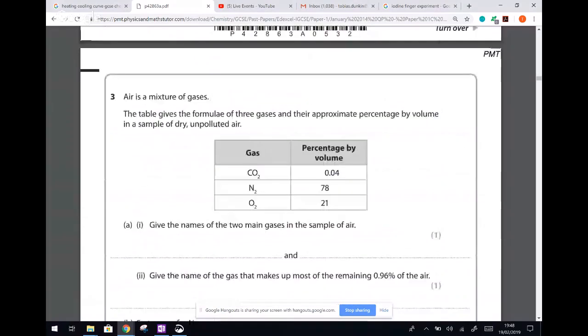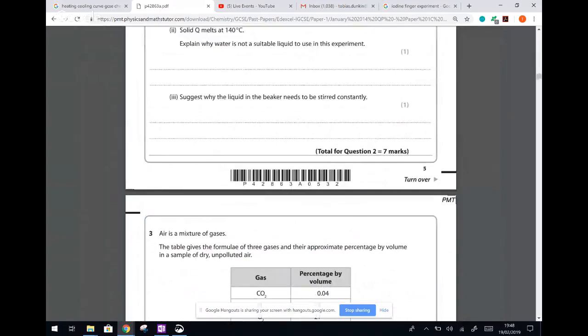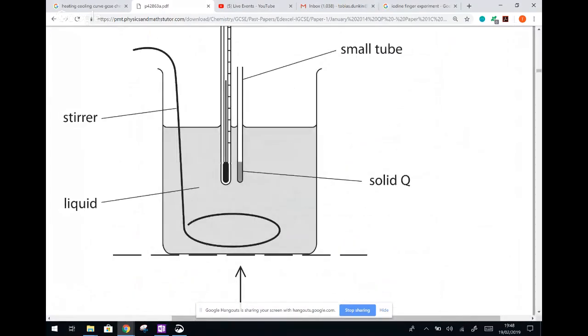Now, the next question. Okay, guys, impress me, year 11. Suggest a liquid that could be used that's not water.